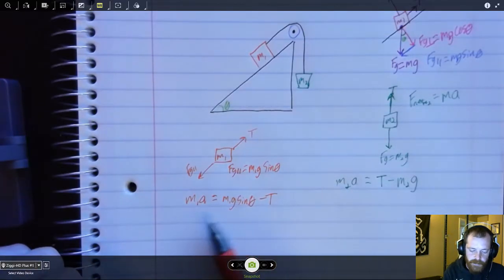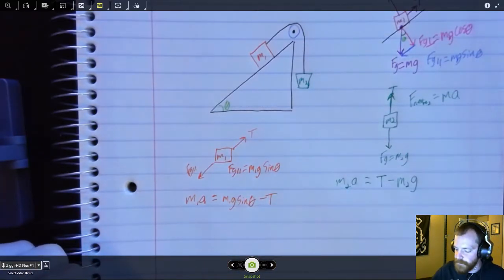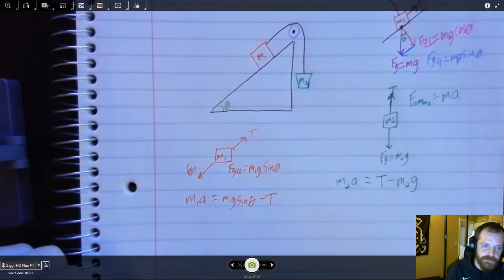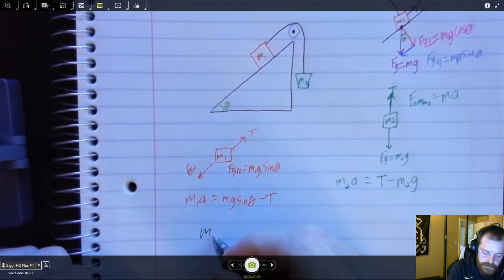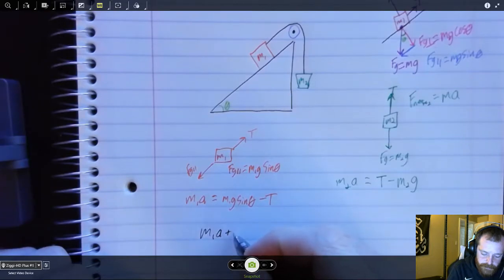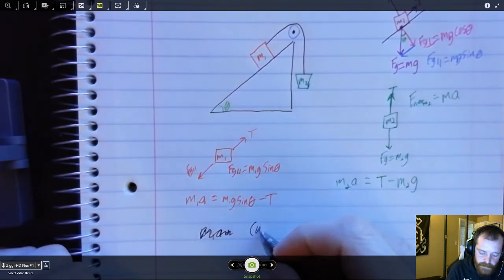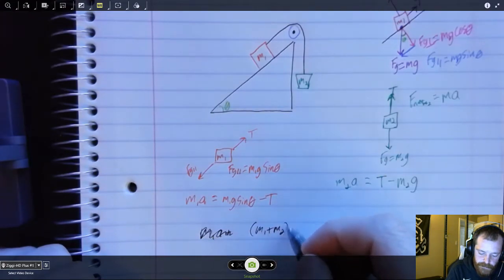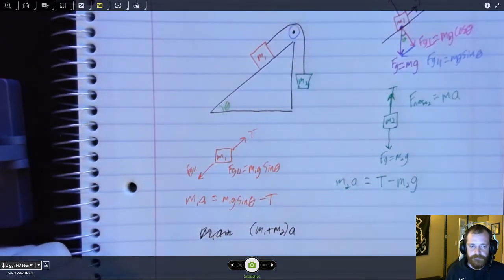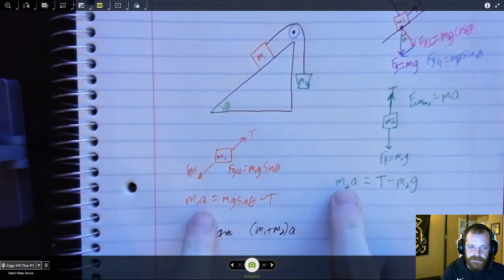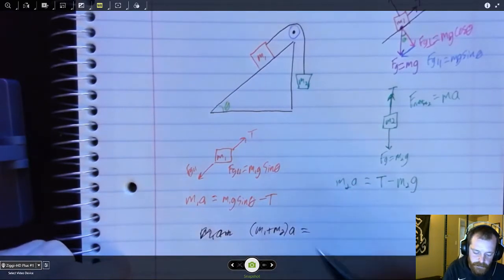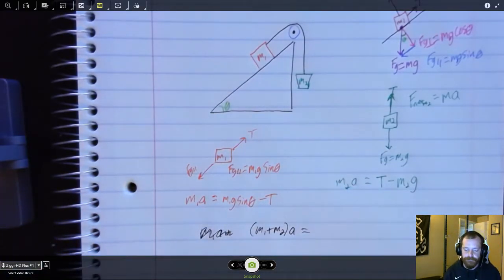So m1a plus m2a. So let's actually write it like this: m1 plus m2, times a. All right, same thing. I'm just combining the left side terms together, equals, all right, now I have to think here.